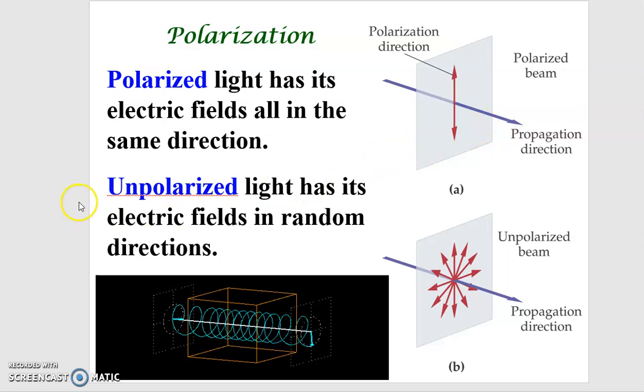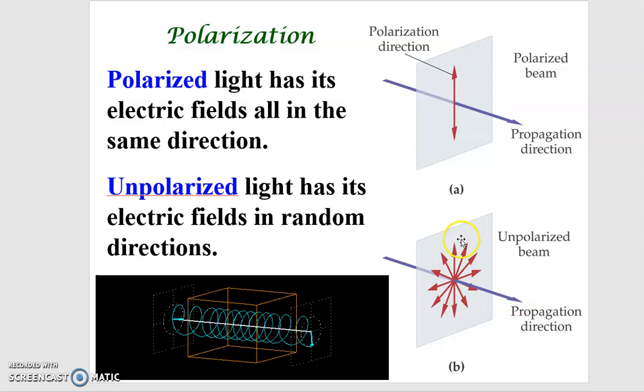However, you can also have unpolarized light. And what do we mean by unpolarized light? It means that the electric field is in random directions. I should be very careful when I say random directions. When I say random, it means they don't oscillate in only one particular direction, but no matter which direction they oscillate, they are all perpendicular to the wave propagation.